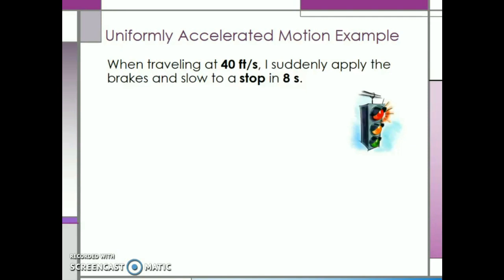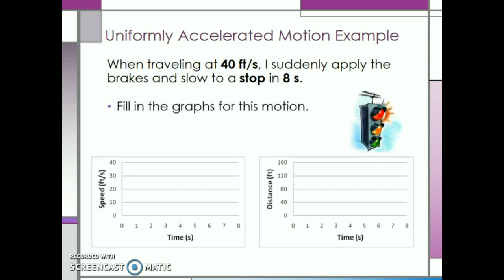In the previous video, we were introduced to acceleration. Let's go through an example with uniformly accelerated motion. When traveling 40 feet per second, I suddenly apply the brakes and slow to a stop in 8 seconds. We want to fill in the graphs for this motion to help us visualize what is going on. We will also assume a constant deceleration.